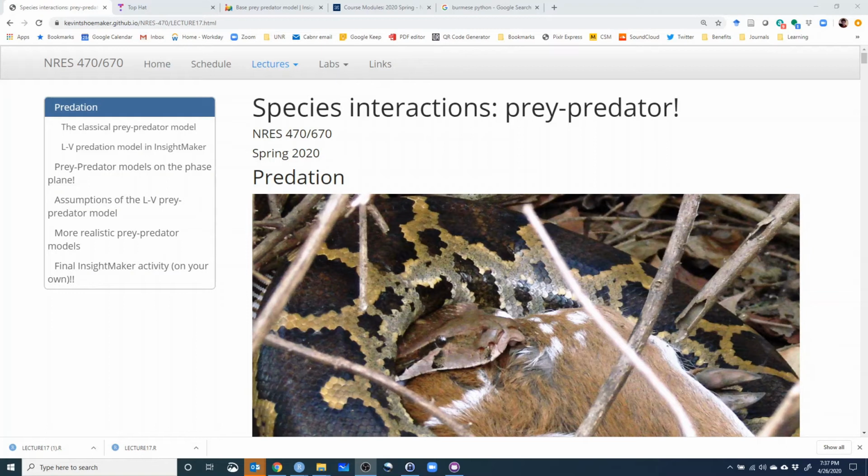All right, well, amazingly, we've made it to the very last lecture topic, and it's a fun one. This lecture topic is continuing our discussion of species interactions. Last week we talked about competition. That's one type of species interaction.